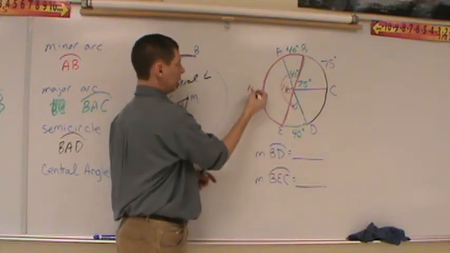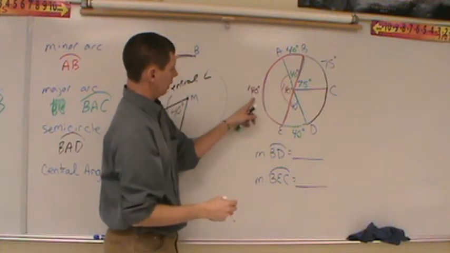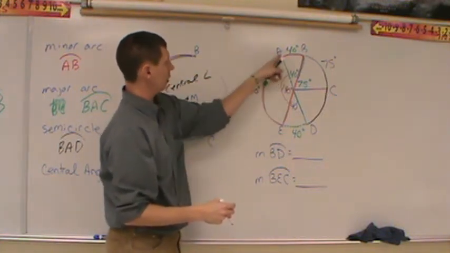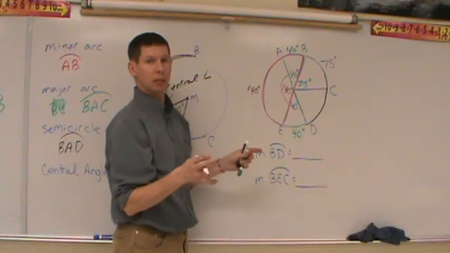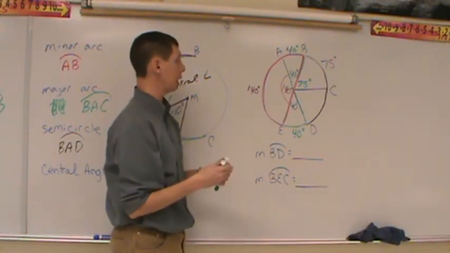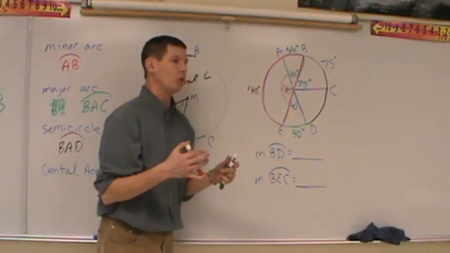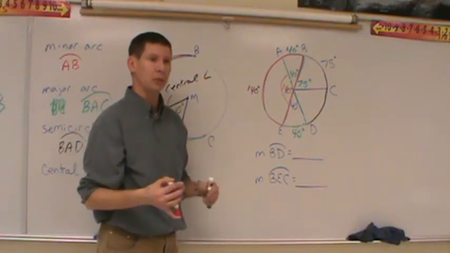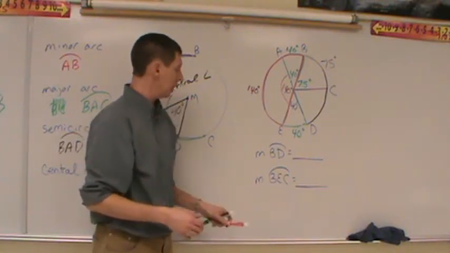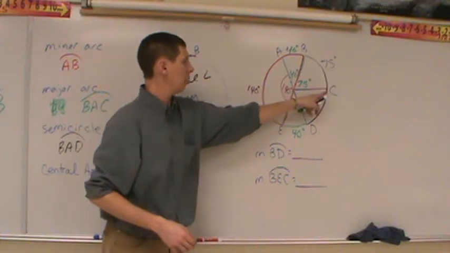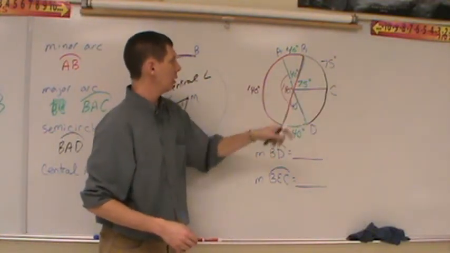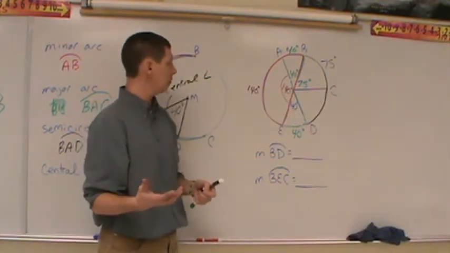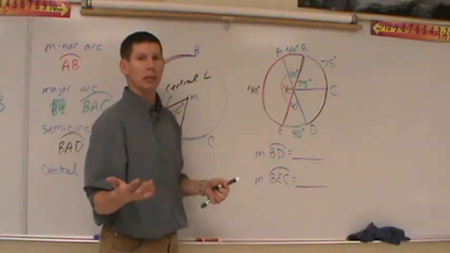Or maybe you said this arc out here is 140, because arc AE and this little arc AB make a full half, or I should say make a semicircle, 180 degrees. So fill in what you know. I've seen people do this all different ways. The last little piece here, arc CD, or our central angle, I've seen people do some crazy things with.